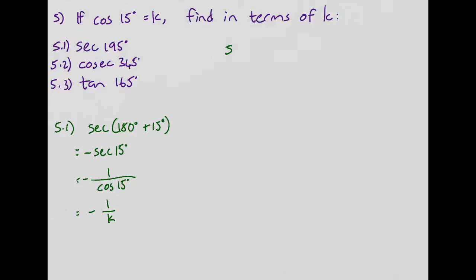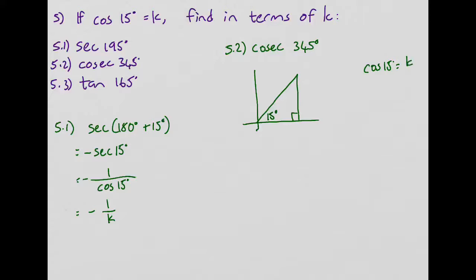Right, 5.2 cosec 345. Now here's where we will need to draw a diagram because cosec has the ratio of r over y and we don't have r over y. So we know that it's going to be in quadrant 1 because 15 is an acute angle. And we're going to put the 15 degrees there. And remember that cos of 15 equals k is also expressed as a fraction k over 1. So that's x over r. So it means that the k value is the x value and the r value is 1. And we're going to use Pythagoras to work out the other two.